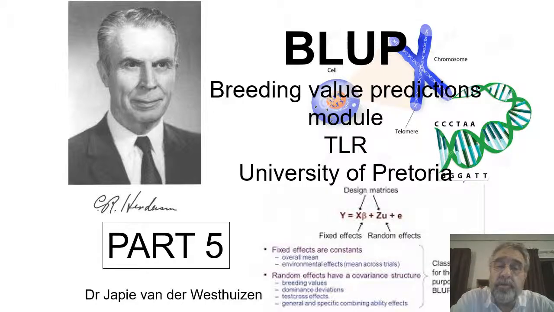Welcome to part 5, the final part of the breeding value prediction module for the TLR course at the University of Pretoria. In part 5, we'll be looking at the inclusion of molecular information, so-called genomic information, in the prediction of breeding values for farm animals.